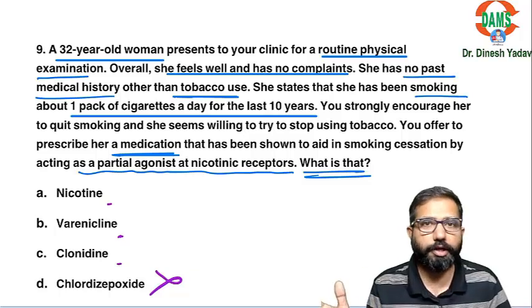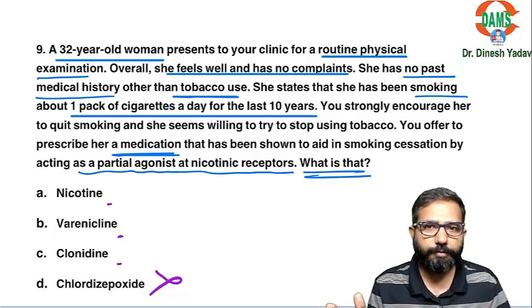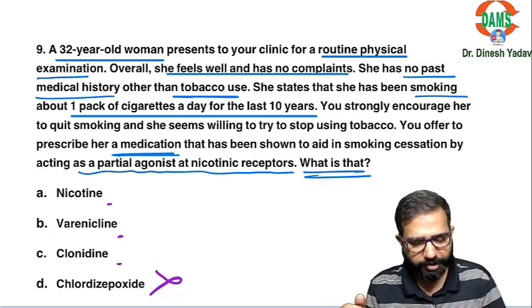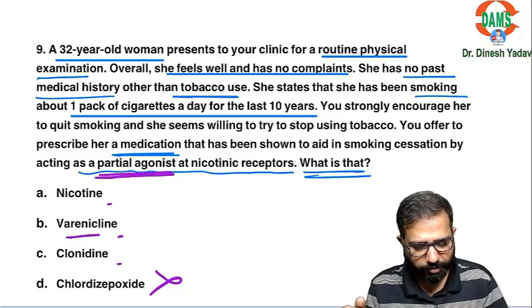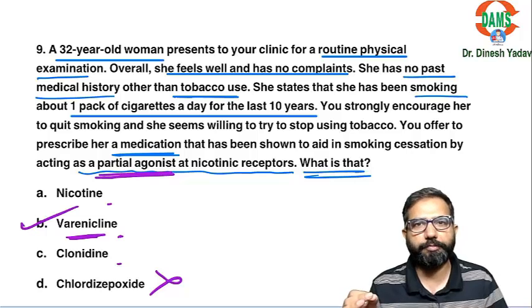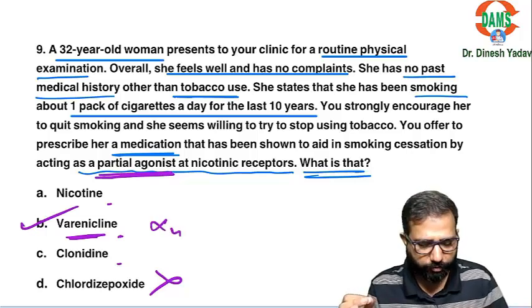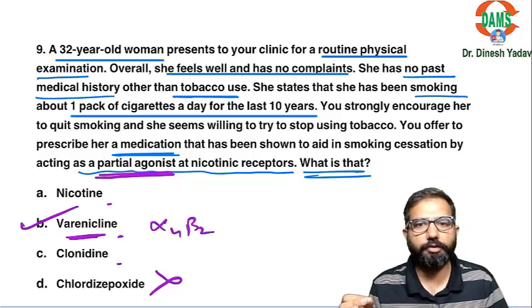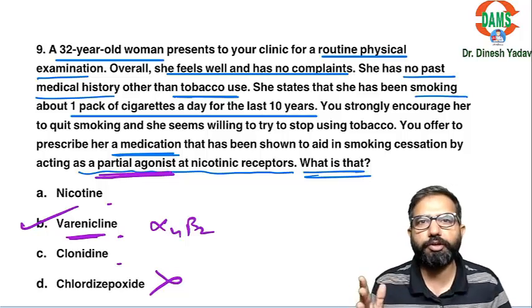Chlordiazepoxide is used for alcohol dependence. It is one of the benzodiazepine drugs. But the rest of the three drugs can be used for anti-smoking. Out of these, the partial agonist at the nicotinic receptor is varenicline. Varenicline is a partial agonist at the alpha 4 beta 2 nicotinic receptor, and it is the best drug for anti-smoking purposes.